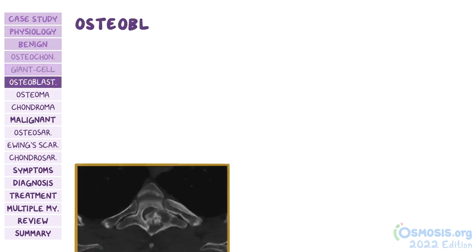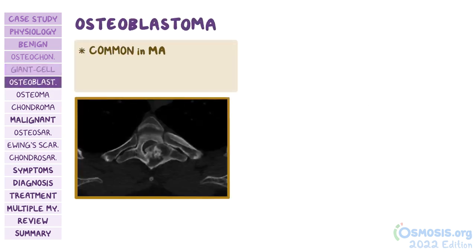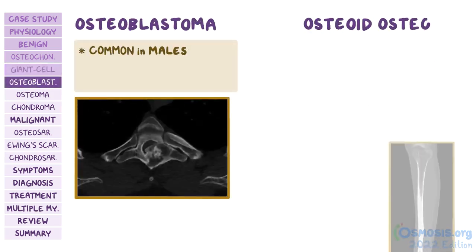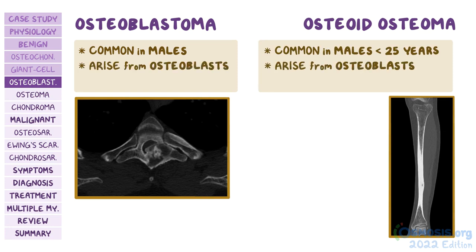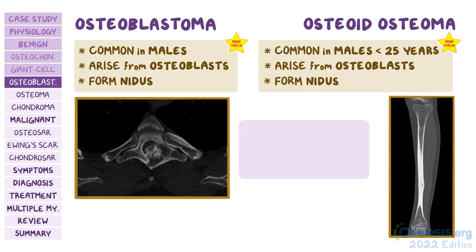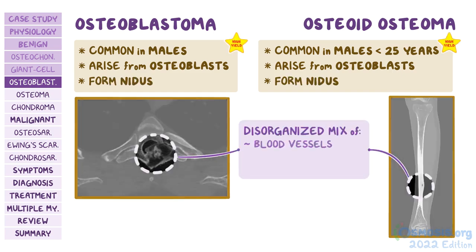Next, we have osteoblastoma, which is more common in males, and osteoid osteomas, which is also more common in males, but it's more frequent in those under 25 years of age. A high-yield concept is that both of these tumors arise from osteoblasts, and they form a nidus, which is a disorganized mix of small blood vessels, tiny rods of bone called trabeculae, and unmineralized bone tissue called osteoid.